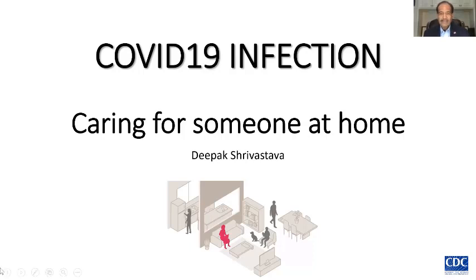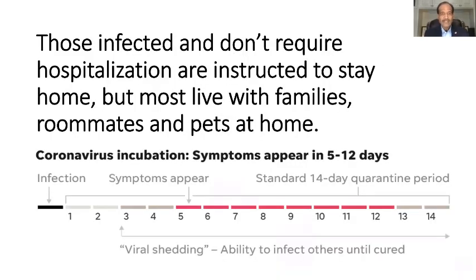In the cartoon on this slide, you can see the subject, which is the infected person, is sitting here while the family members are around them as well as their pets. And we will talk about how we are going to secure this home environment with the person who is isolated or in home isolation or even in shelter in place. So let's look at this slide here.